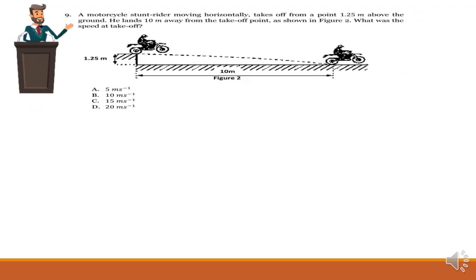Alright, number 9. A motorcycle rider moving horizontally takes off from a point 1.25 meters above the ground. He lands 10 meters away from the takeoff point as shown in figure 2. What was the speed at takeoff? This is the 1.25 meters above the ground, and this is the takeoff point. So we're expected to find the speed at this point.